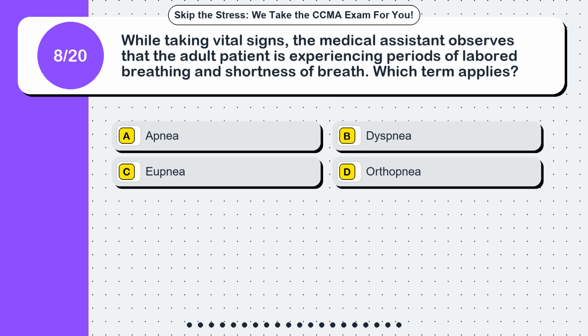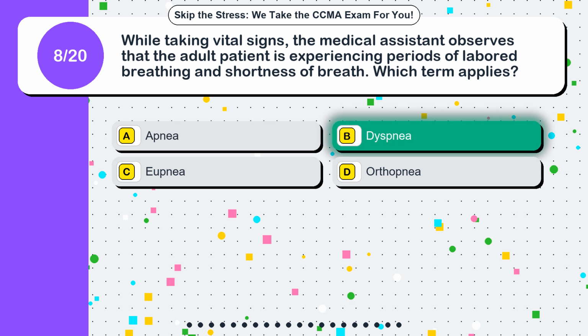Question 8. While taking vital signs, the medical assistant observes that the adult patient is experiencing periods of labored breathing and shortness of breath. Which term applies? Option A, apnea. Option B, dyspnea. Option C, eupnea. Option D, orthopnea. The correct answer is option B, dyspnea.